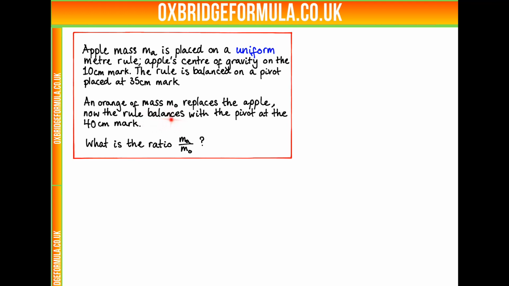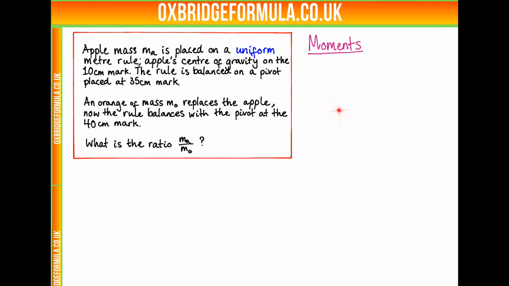Now the rule balances with the pivot at the 40 centimetre mark, in comparison to the 35 centimetre. What is the ratio MA over MO? So immediately we should think this question is based on moments. So we need to try and balance moments involving all the information we have, and then see how this relates to the mass of the apple over the mass of the orange.